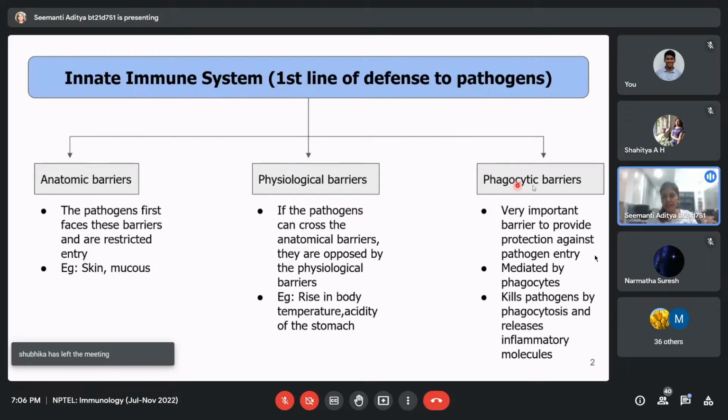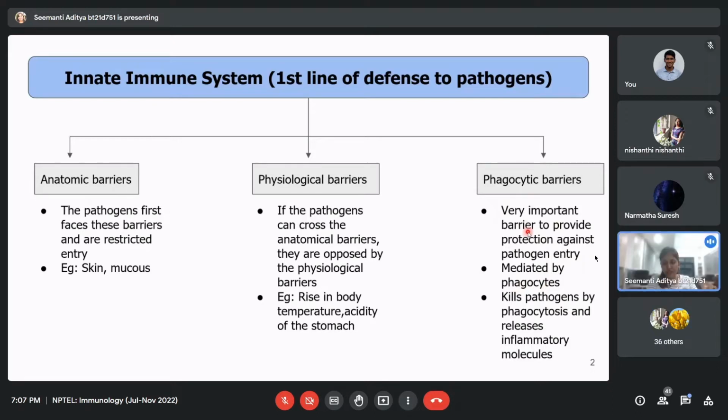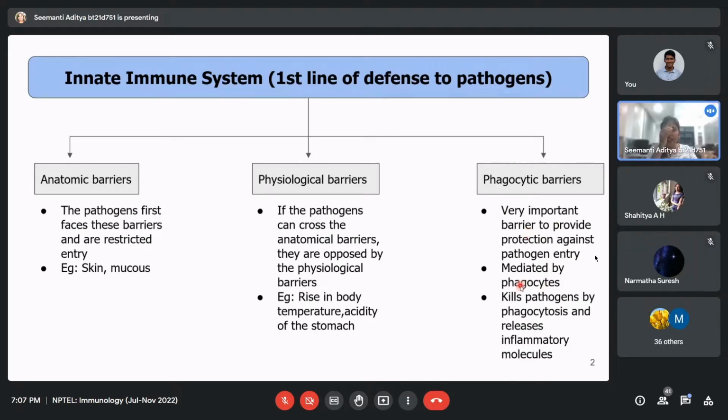And the third type of barrier, which is very important in the innate immune system in order to provide us immunity, is a very important barrier for protection against pathogen entry, and it is mediated by phagocytes, as the name suggests, the phagocytic barrier. Now, phagocytes are any kind of cells that are able to engulf the pathogen and eat up the pathogen.